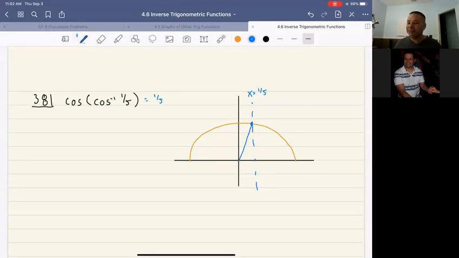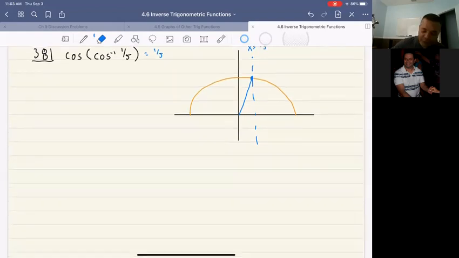Okay, let's try another one. Let's change this up just a little bit. Before we go to another problem, let's take the cosine of the cos inverse. Give me just a second. Never mind. We'll leave it at that. Okay, we'll do another problem. Let's do 44.